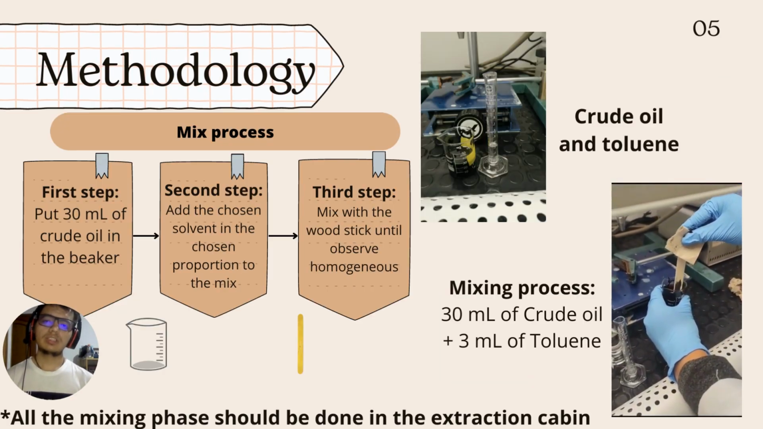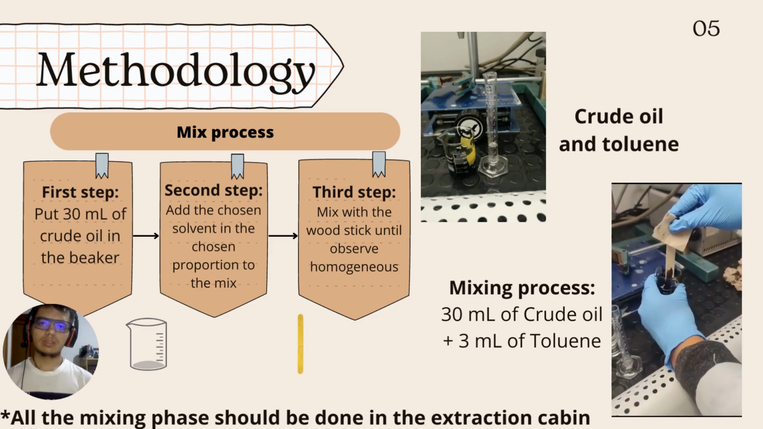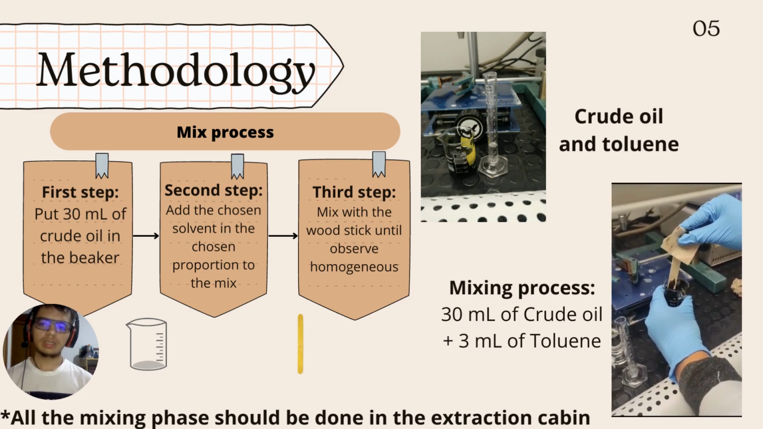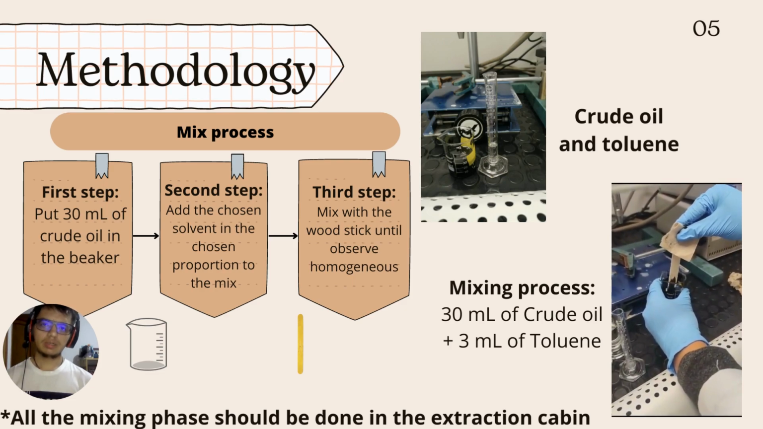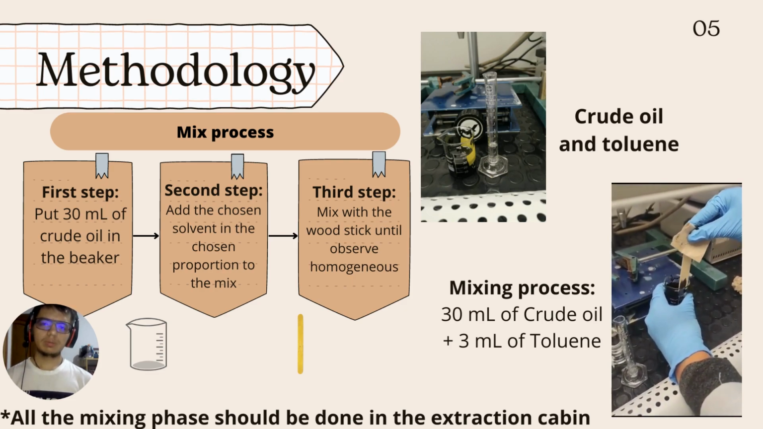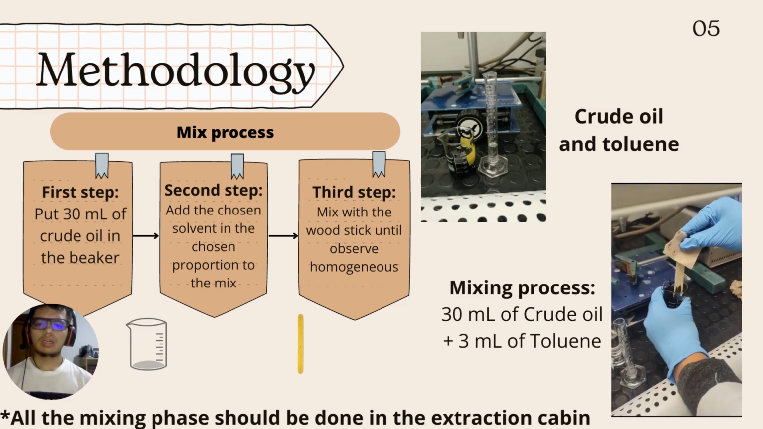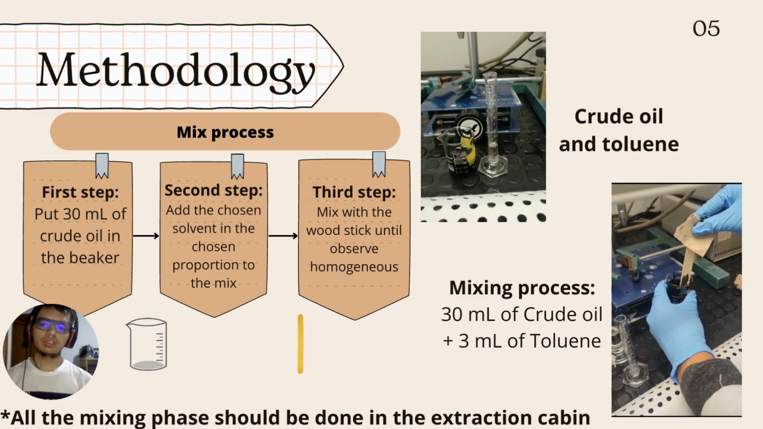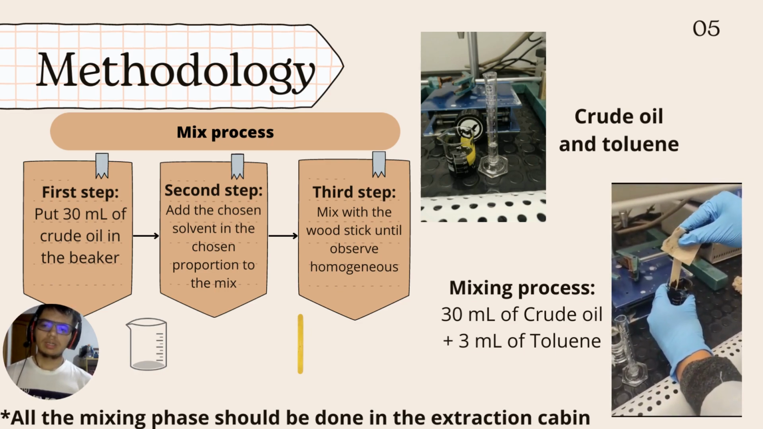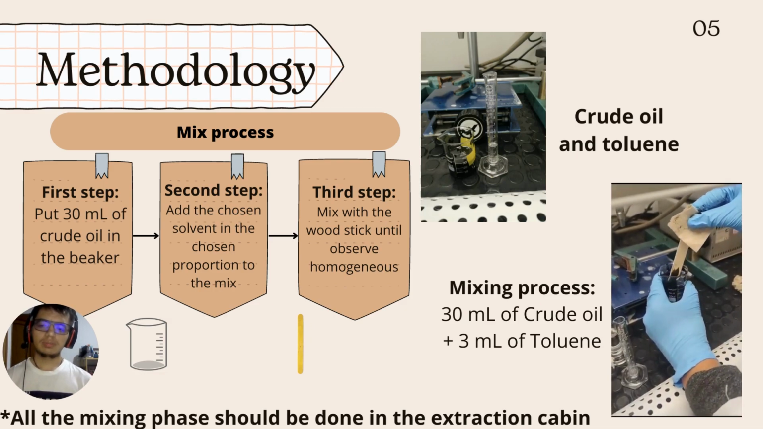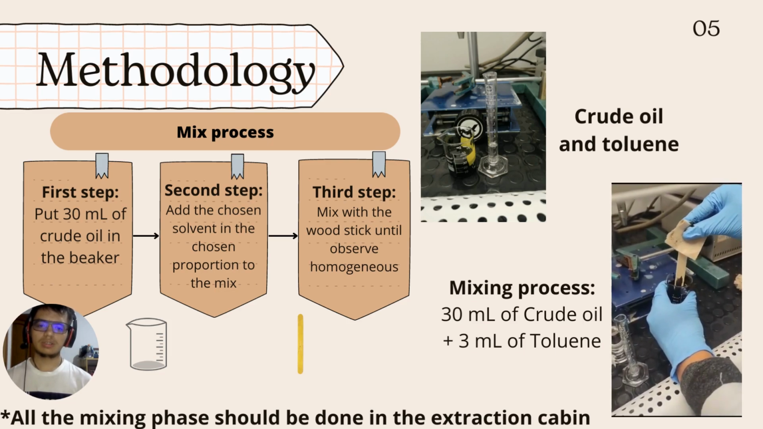Now for the mix process, we will have three steps. The first consists of putting the crude oil in the beaker. Then we will put the chosen solvent in the beaker, which in the case of my group was toluene at 10%. And finally, we will mix with the wood stick until we observe a homogeneous mix. For safety purposes, all this phase should be done in the extraction cabin.